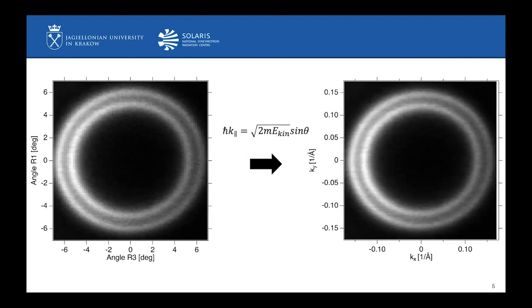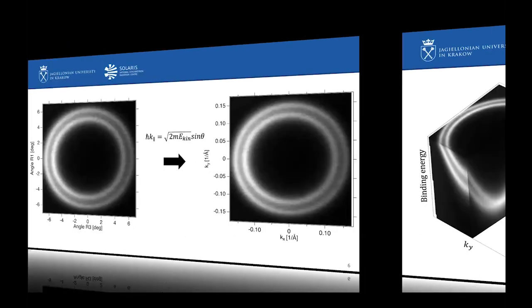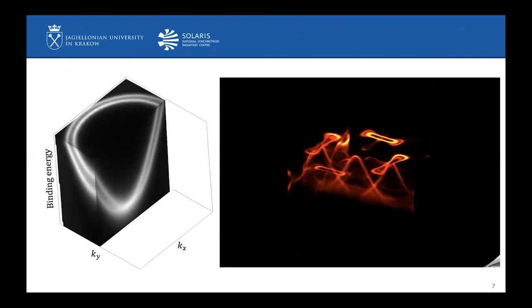We have to transform the data from the angle version to the k-space. We'll also use the equation from the previous slides, but here the situation is much more complicated, because to perform such a mapping, we have to perform multiple ARPES scans to obtain three-dimensional data, with the structure like that in the picture.